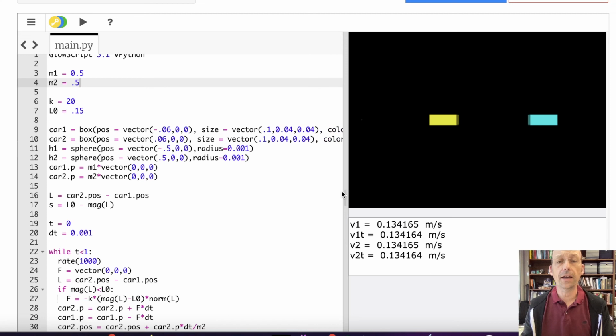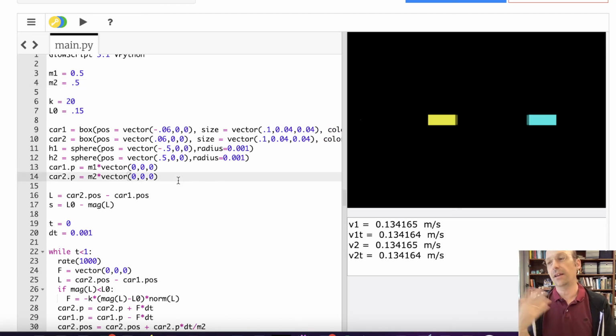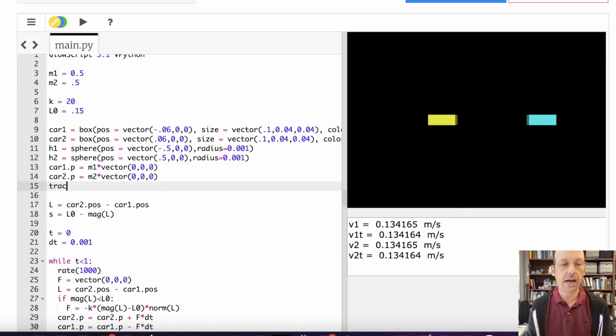Okay, one more thing, I'm going to add a track, right? Because then it looks just like the real thing. So let's say track equals box. My track is actually, I think, 1.5 meters long. So the position is going to be equal to vector. The x coordinate is going to be 0. But I want to shift it down, because I want to put the track below the two carts. The carts have a height of 4 centimeters, so it has to be down 2 centimeters because that's from the center.